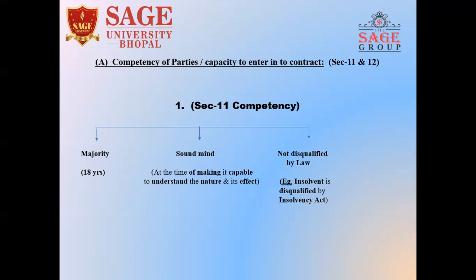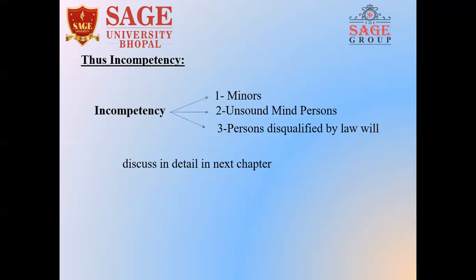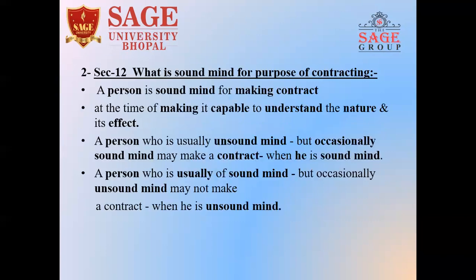an insolvent, who is disqualified by the Insolvency Act. That is an example of not disqualified by law. Thus, incompetency means or includes minors, unsound mind persons, and persons disqualified by law. We will discuss in detail in the next chapter.